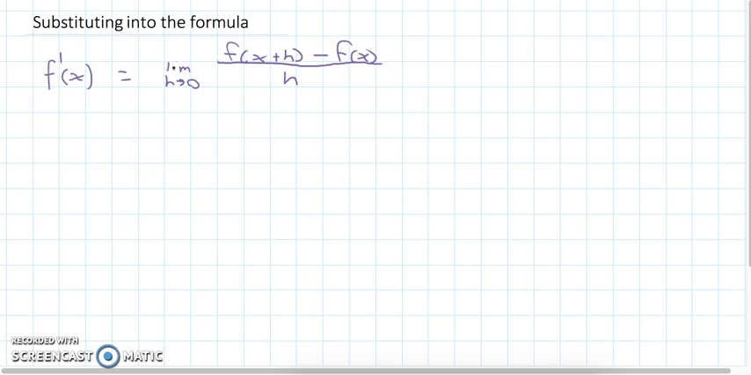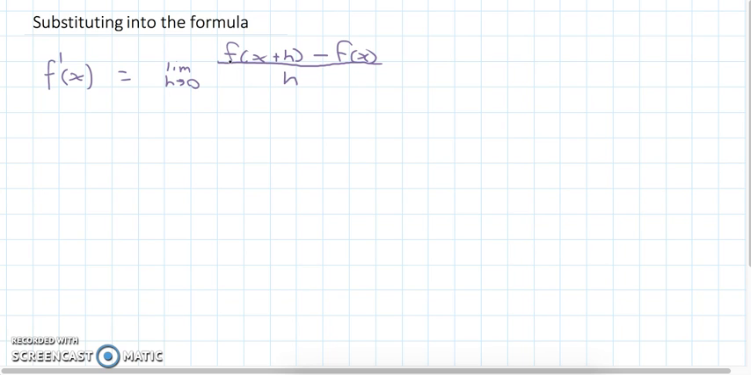So what we've got here is lim, which is limit, as h tends towards 0. And we've got up here f of x plus h minus f of x, all divided by h. Now, the first thing you might think of is, well, hang on a sec. As h gets smaller and smaller and smaller, wouldn't that mean that all of this just keeps getting larger and larger and larger?